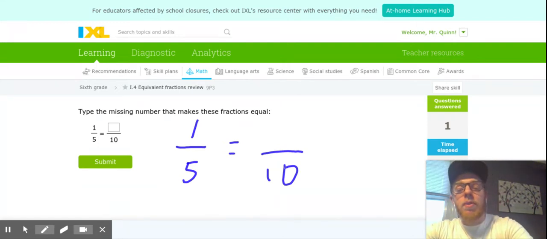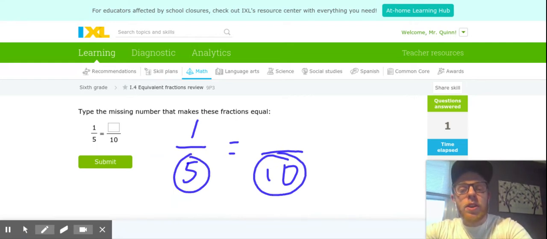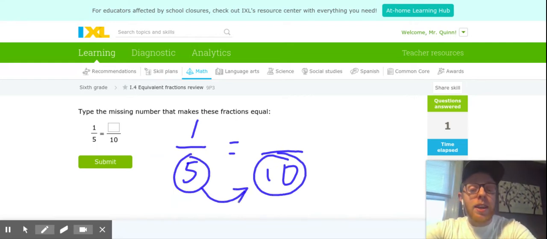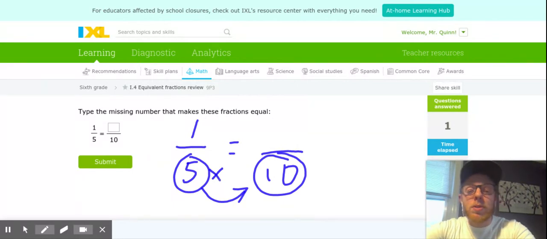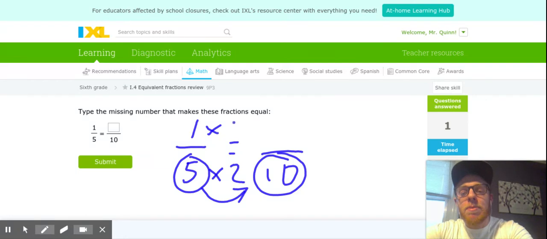Hopefully you started by recognizing we have a denominator in both fractions. So we're working from 5 to 10. My number is getting bigger. So hopefully we're thinking to multiply. And now you have to decide. You have to kind of pull on some of those brain neurons and think, 5 times what equals 10? It's 2. And I'm going to do the same thing on the top.